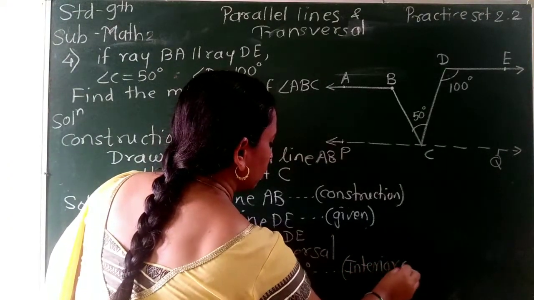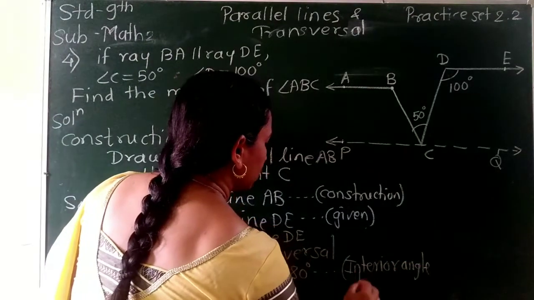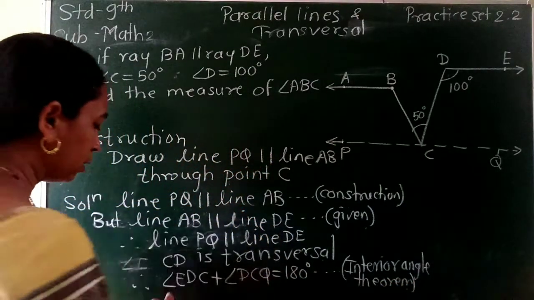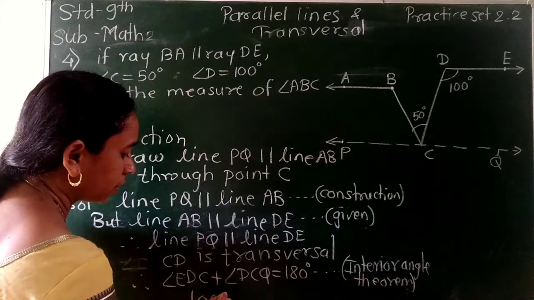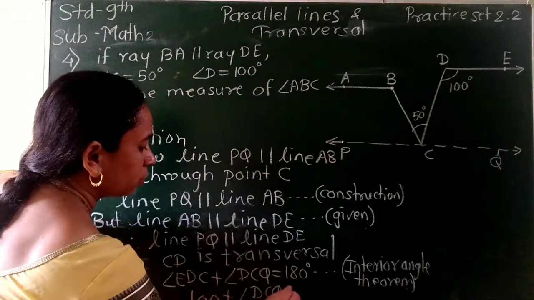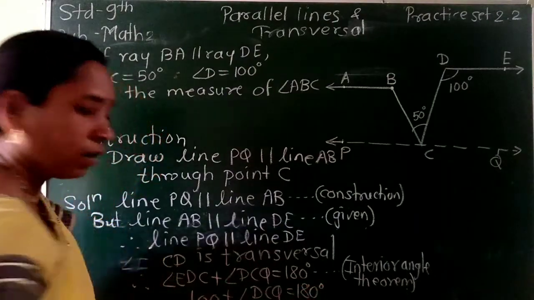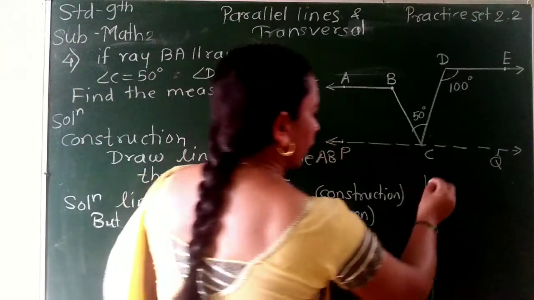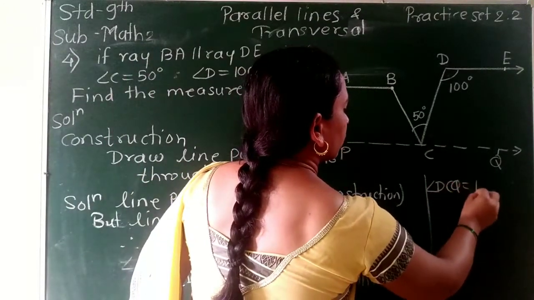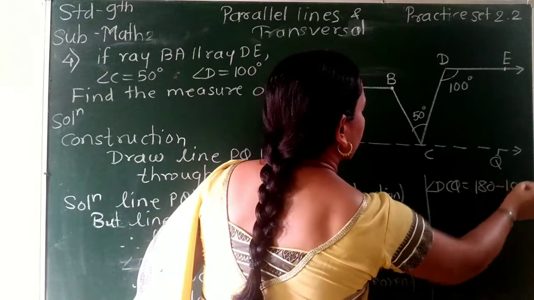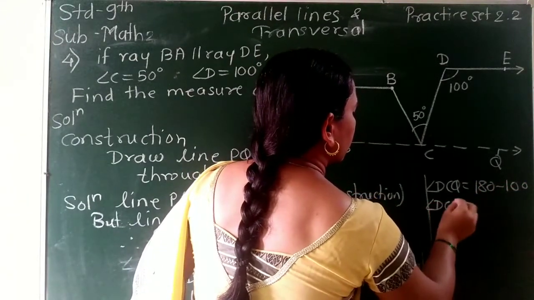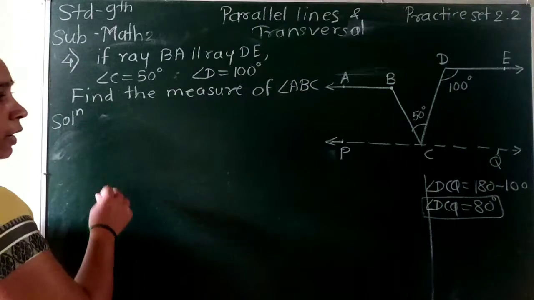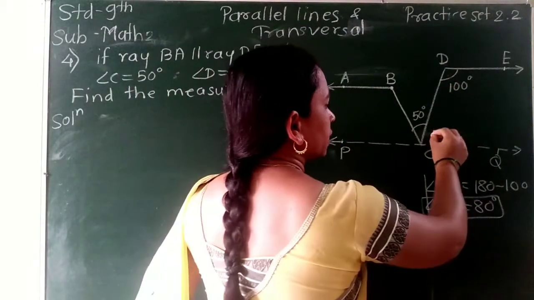I can say that this is 180 degrees. This measurement, we know, is 100 degrees, plus angle DCQ is equal to 180 degrees. The 100 is in addition; if you transfer it, it will go in subtraction. So angle DCQ is equal to 180 minus 100. That means angle DCQ we will get is 80 degrees. We have got angle DCQ. This angle is 80 degrees.